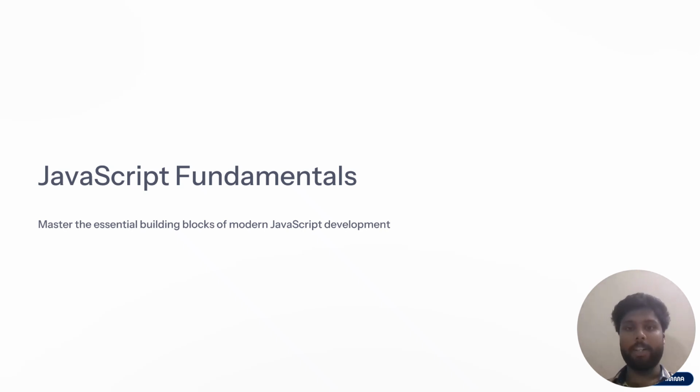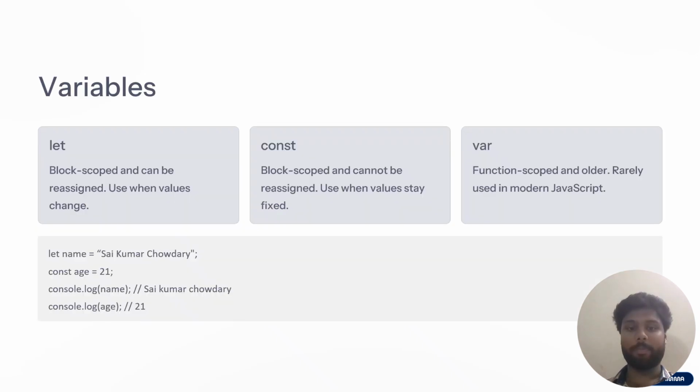Today, I am going to explain the fundamentals of JavaScript, which is one of the most popular programming languages in the world. JavaScript is mainly used to make websites interactive and dynamic. For example, showing alerts, validating forms, updating content without reloading the page, and even building servers.